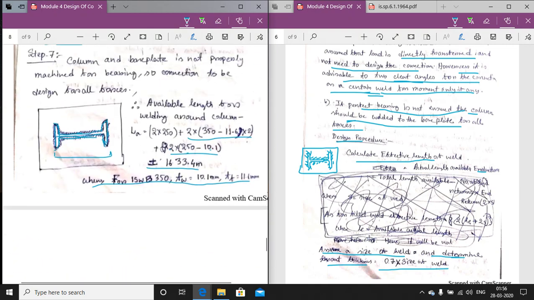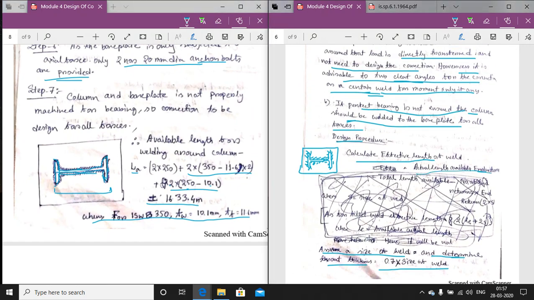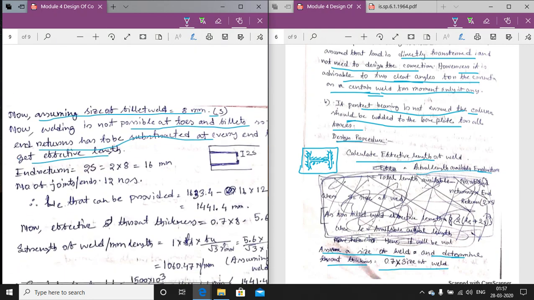So this length equals, as I told here also, actual length plus end return. But if we see in this picture, end return cannot be provided in any case. If it is an I section like this, if it is welded, then there is no possibility of providing end returns here. So from this value, the values of the end return have to be eliminated.